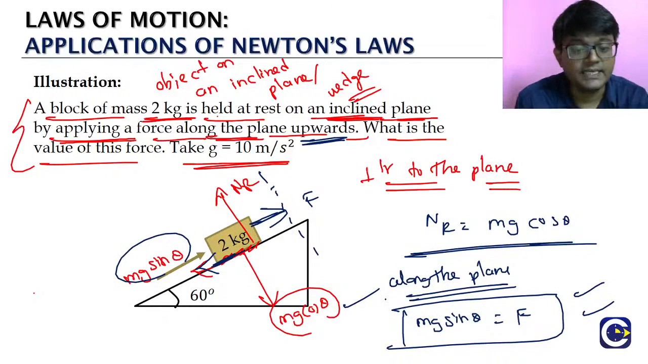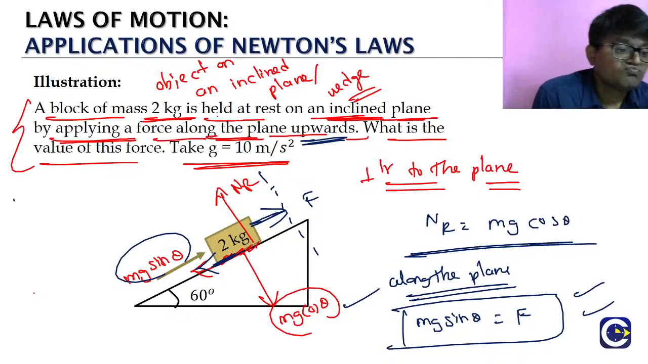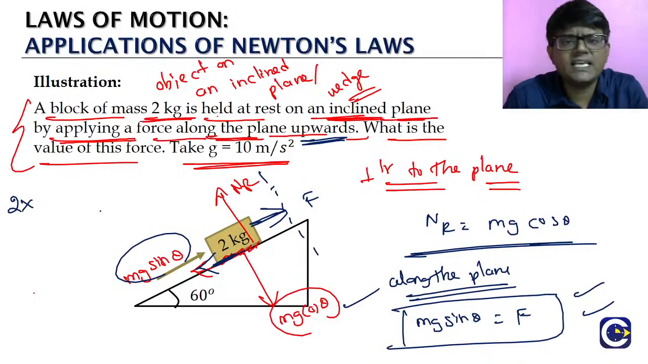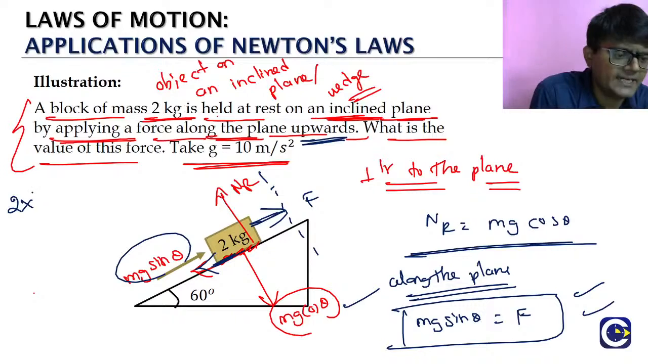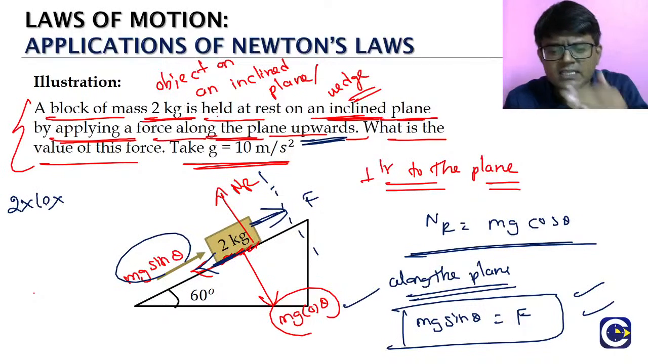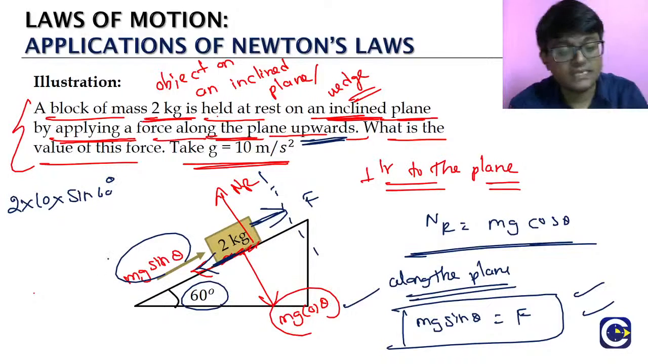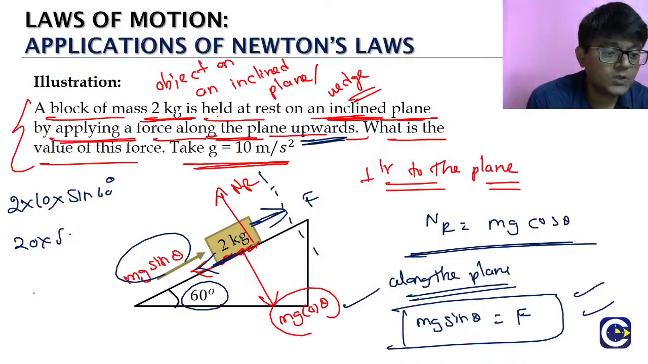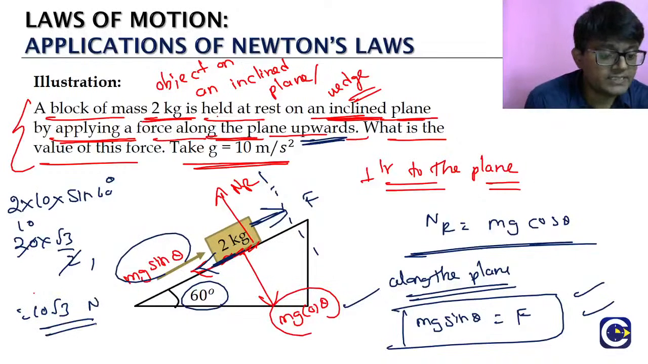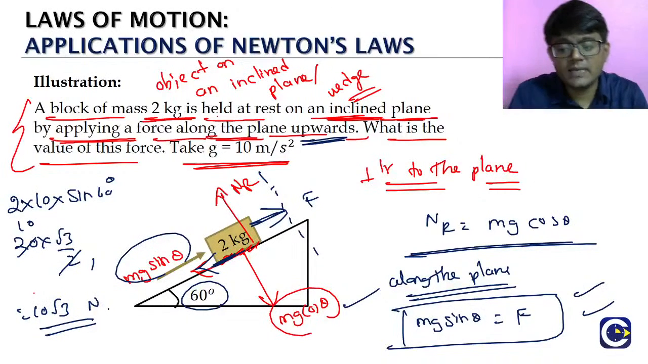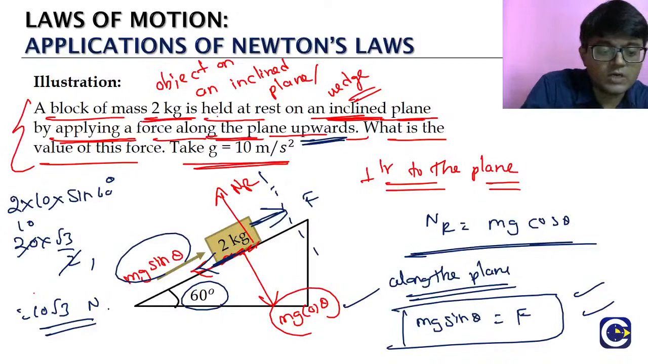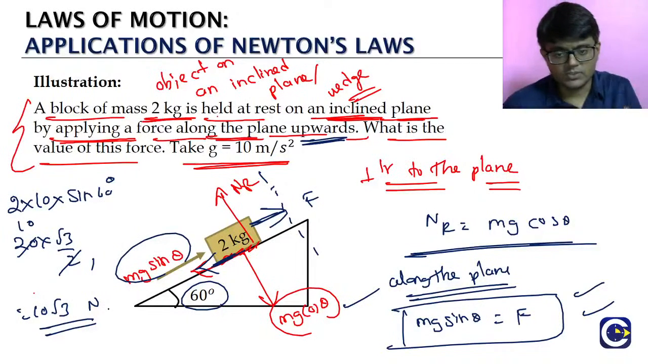Okay, so what is it? m, we know, is 2. 2 into g, everything is in the SI system, g is 10, into sin theta. What is theta? 60. What is sin 60? Root 3 by 2. So 2 ones are 2, 2 tenths are 10 root 3 newtons. If you want to get the value in decimal, we can take root 3 as 1.732 and then substitute. Is it clear, guys?